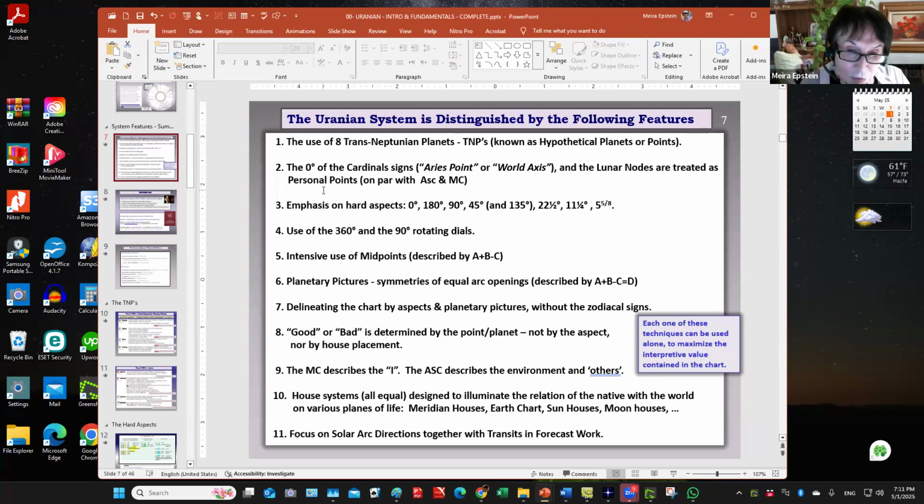Amanda, what you asked me, or at least what I think you asked me, is number 9. The midheaven describes the eye, the ascendant describes others. So I can come back to it maybe at some point, if necessary. But it's an interesting topic, and I mentioned a few things last time, but I don't want to repeat.